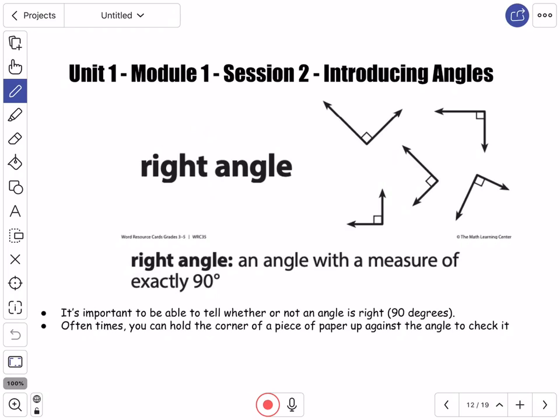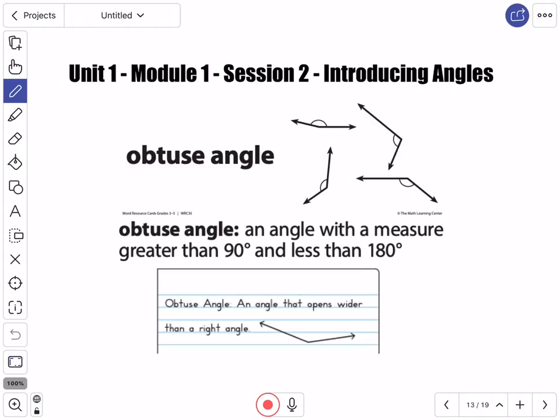So with a right angle, sometimes you see a square corner and sometimes you don't. If you don't, I know in the classroom we would always put post-it notes on our angles to see if our post-it note corner would fit perfectly. If you have a perfectly square corner piece of paper, you can always check a right angle that way, but it's going to be exactly 90 degrees. And it's important to be able to tell whether or not an angle is 90 degrees. And oftentimes, like I said, you can hold the corner of a piece of paper to check.